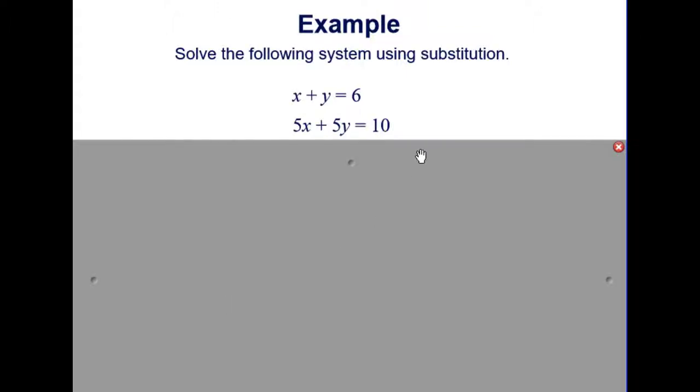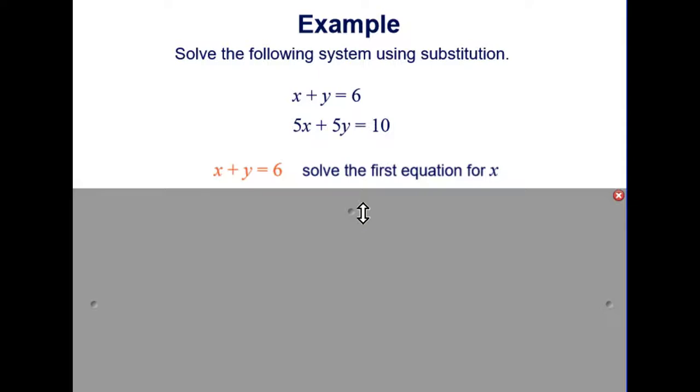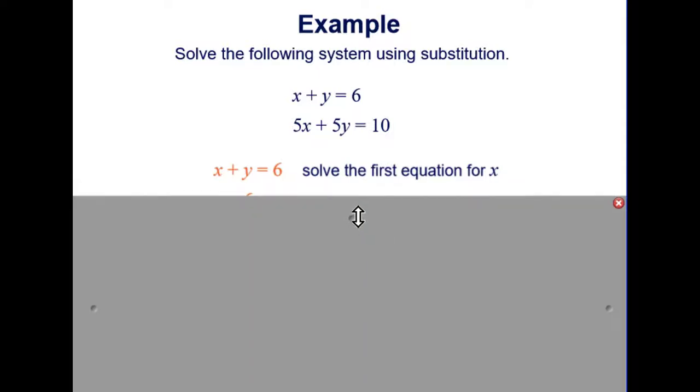Here's an example of solving a system using substitution. The system is x plus y equals 6 and 5x plus 5y equals 10. So first, we're going to solve the first equation for x.